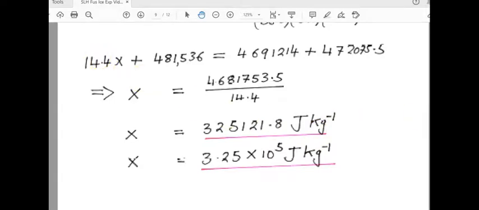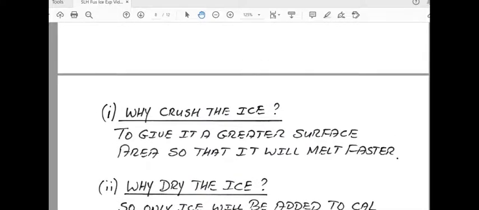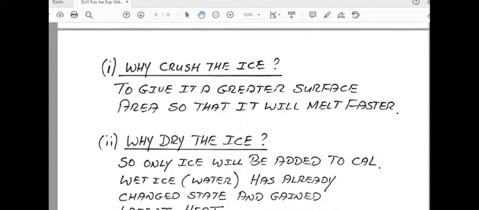Now moving back to the rest of the question. I don't want to keep you too long, so we'll move through it fairly quickly. You can stop the video anytime you want. The question was asked, why did the student crush the ice? And the answer is to give it a larger surface area so it will melt faster. Faster is the most important word in that answer.